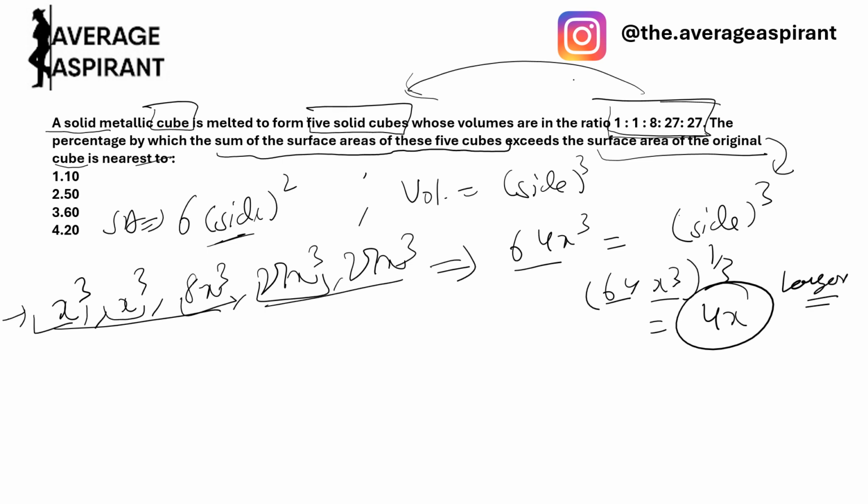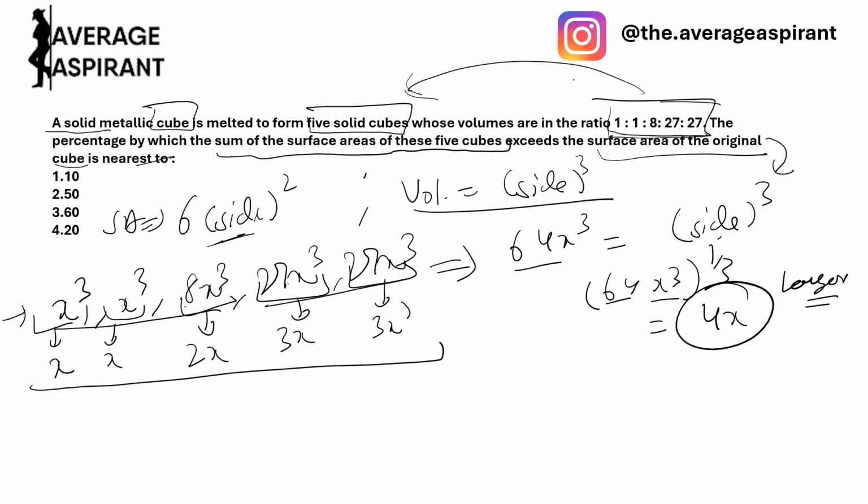So what would be their sides? We would simply take power 1 by 3 because you have seen the process. Side is 1 by 3 power of volume. So we would simply take power 1 by 3 and calculate the sides. So this would come out to be x. This again x. 8 is a cube of 2, so this side would be 2x. 27 is a cube of 3. This will be 3x. This will be 3x. So now we know sides of 5 smaller cubes and the side of the larger cube.